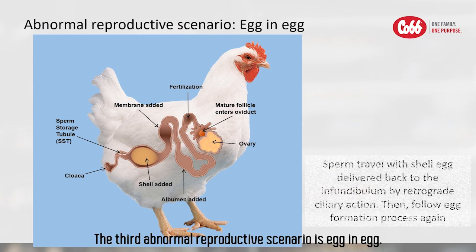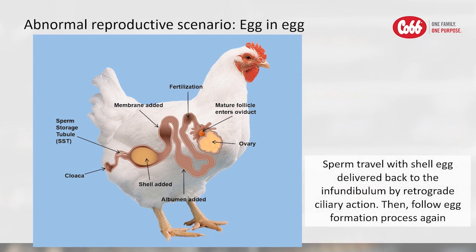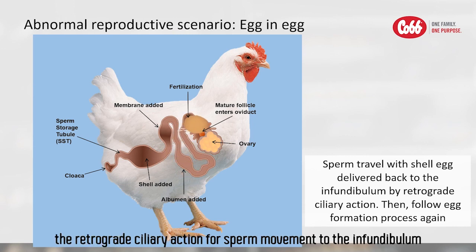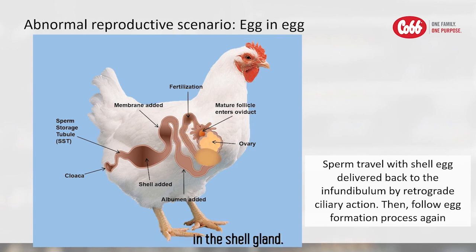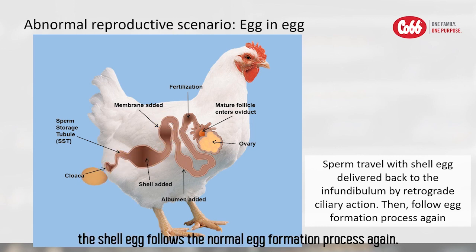The third abnormal reproductive scenario is egg in egg. This is not commonly found but still observed from time to time. Like the previous two scenarios, the retrograde ciliary action for sperm movement to the infundibulum happens when there is a shell-forming egg in the shell gland. Then the shelled egg follows a normal egg formation process again.